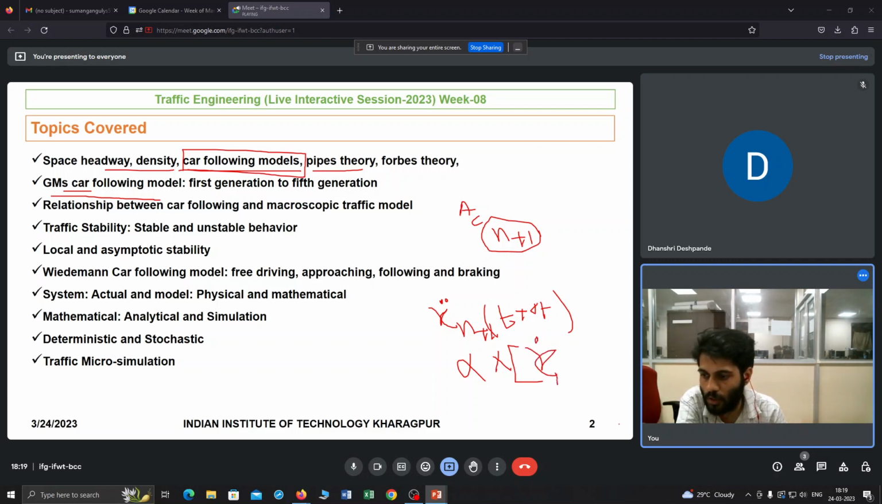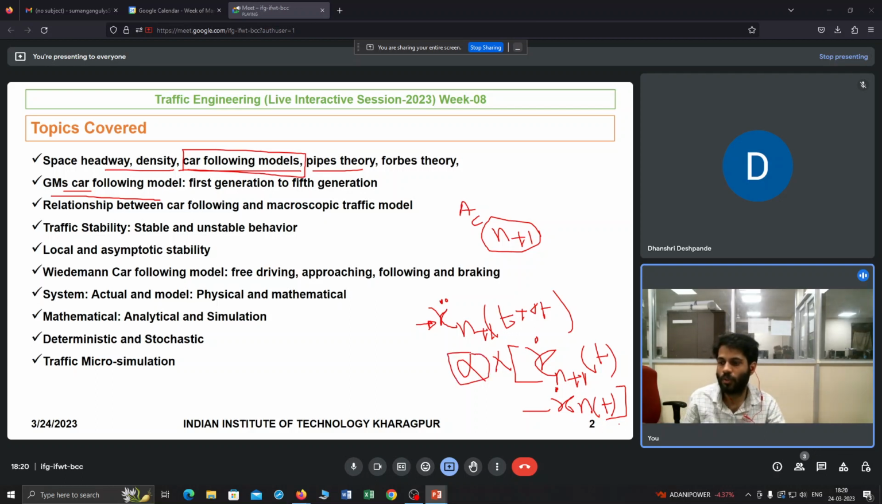So x n plus 1 dot at time t minus x n dot, where x dot represents velocity and x double dot represents acceleration. So for the nth vehicle at time t, this is your acceleration. Now this factor is the sensitivity factor alpha. We know that your response depends on your sensitivity as well as your stimulus. This has been kept constant for the first generation model. This is called GM's first generation model.